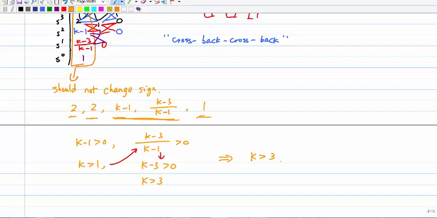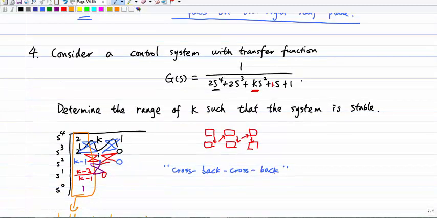So I want to make sure k minus 1 is positive, which means k should be greater than 1. Also, k minus 3 divided by k minus 1 must be positive. Because k must be greater than 1, I can ignore the denominator, so k minus 3 must be positive, so k must be greater than 3. Combining these two, k must be greater than 3. So as long as I select k greater than 3, the system is stable.